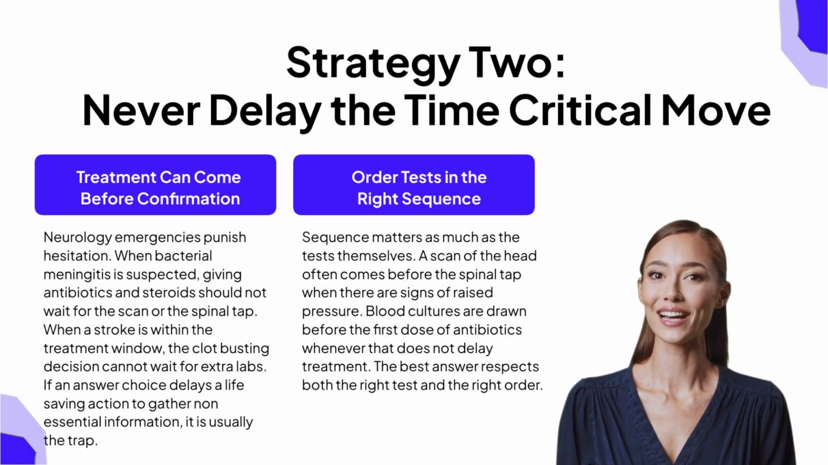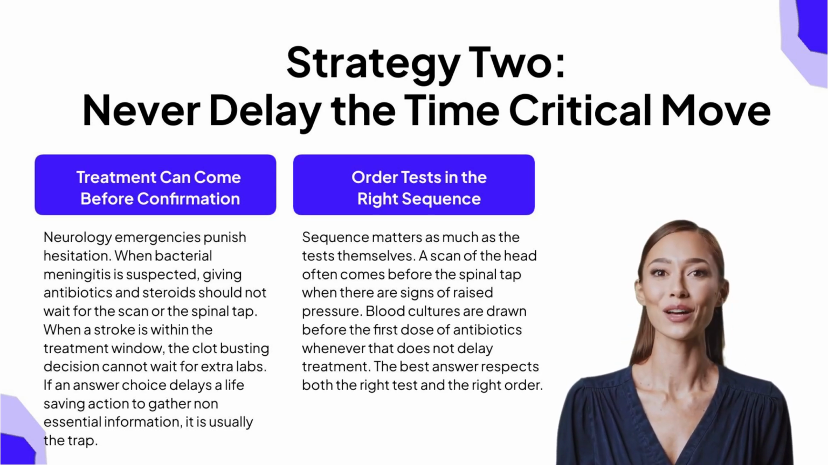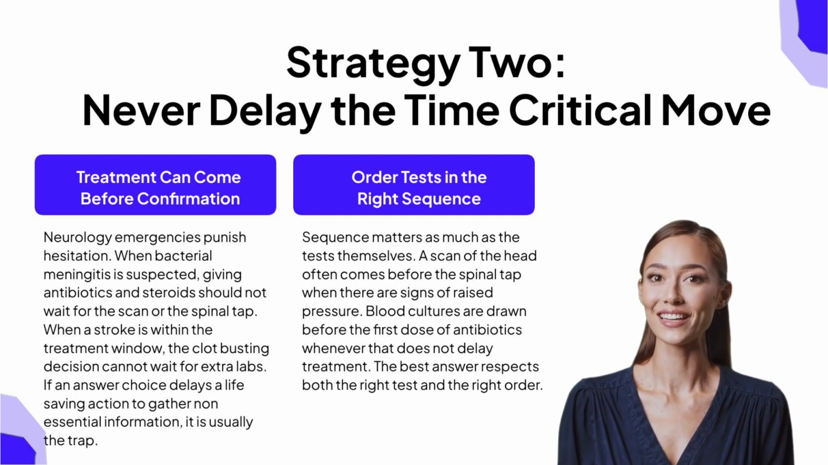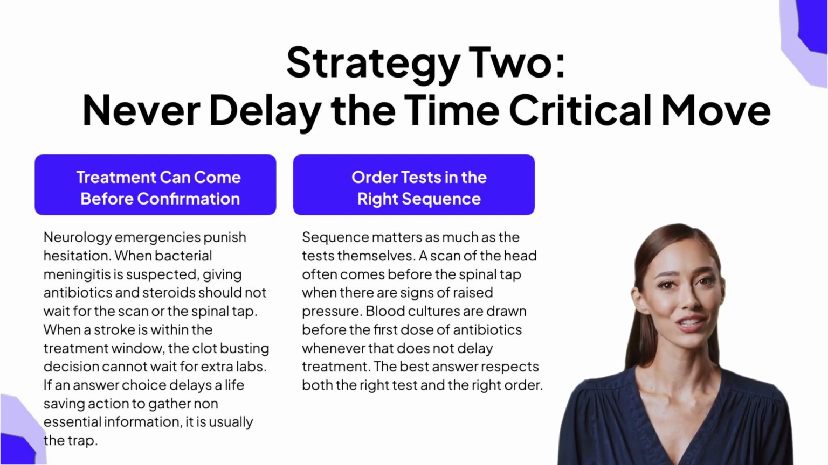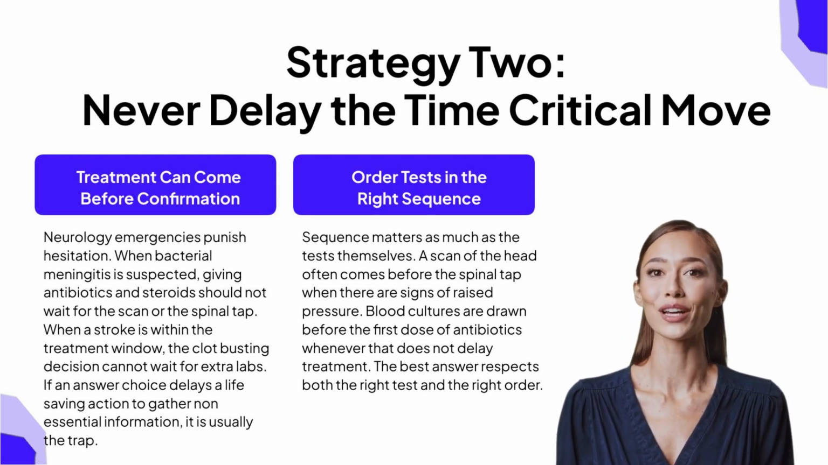Strategy 2 is to never delay the time-critical move, and this is where neurology cases separate the strong test takers from the rest. First, understand that treatment can come before confirmation. When you suspect bacterial meningitis, the exam wants antibiotics and steroids given promptly, not held hostage while you wait on the scan or the spinal fluid.